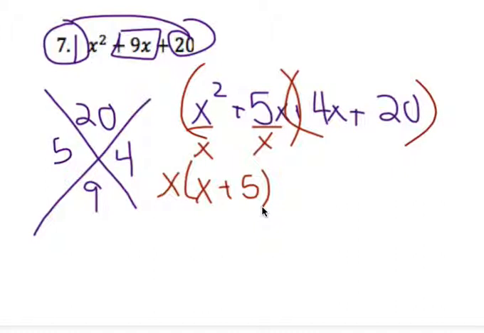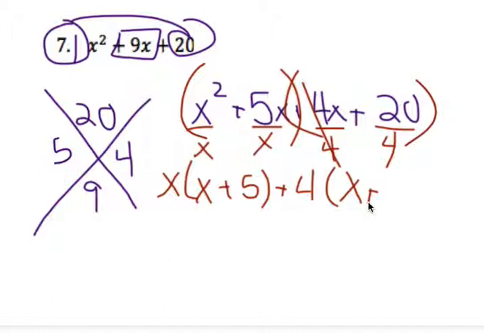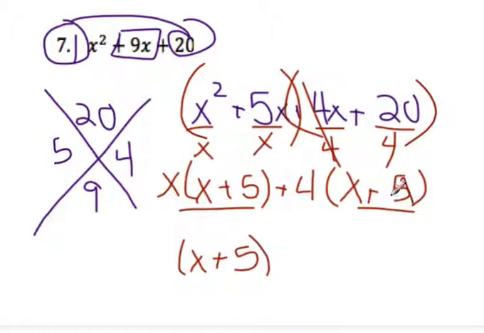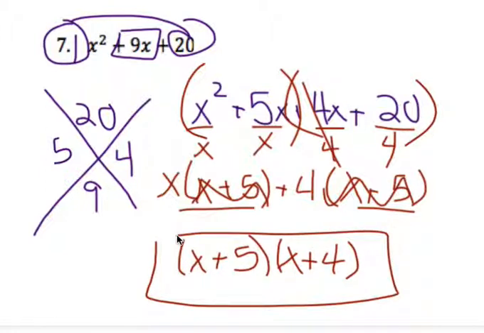Then out of the second group, between 4 and 20, I can take out a 4. So I'm going to go ahead and divide each of these by 4. So I'm dividing out a 4. 4x divided by 4 is just going to give me x. 20 divided by 4 is 5. So we have x plus 5 and x plus 5. So I'm going to go ahead and factor those out. And then we're going to write what's left after that, which is x plus 4. So this right here is the final answer for number 7.